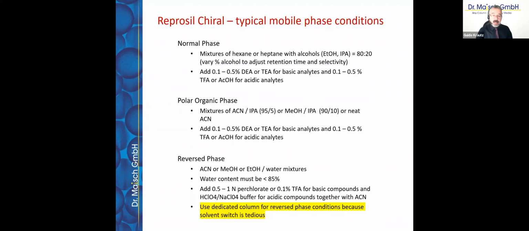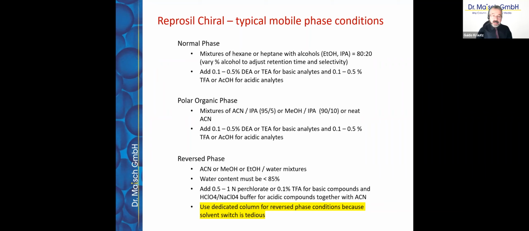In normal phase, you work with mixtures of an alkane, in most of the cases hexane or heptane, with an alcohol, and a good starting point is a mixture of 80 to 20. You can vary then the amount of alcohol to adjust retention time and selectivity. If you work with basic analytes, then you add 0.1 up to 0.5% of DEA or TEA, and for acidic analytes, you add 0.1 to 0.5% of TFA or of acetic acid.